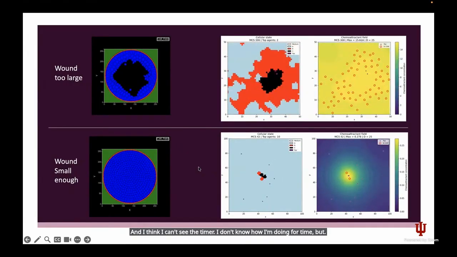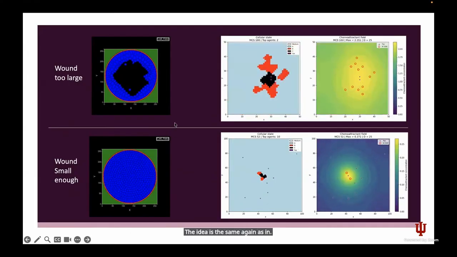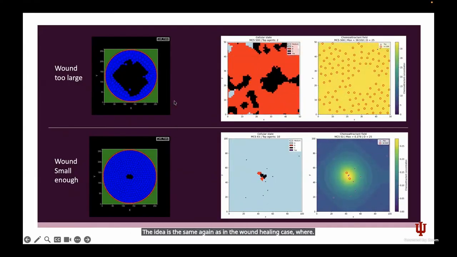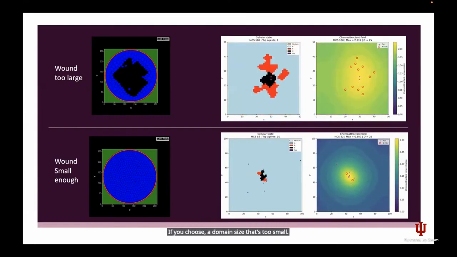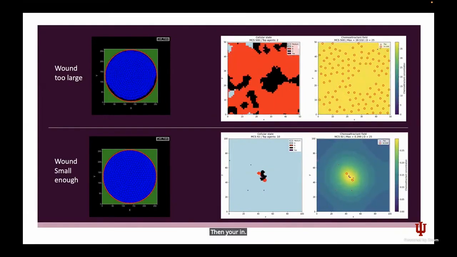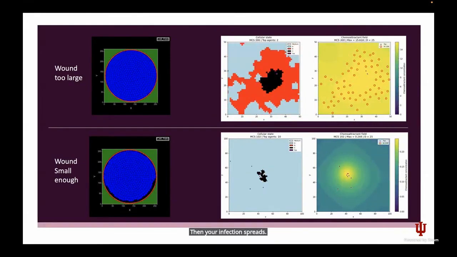the idea is the same again as in the wound healing case, where if you choose a domain size that's too small, then your infection spreads and covers and infects the whole domain.